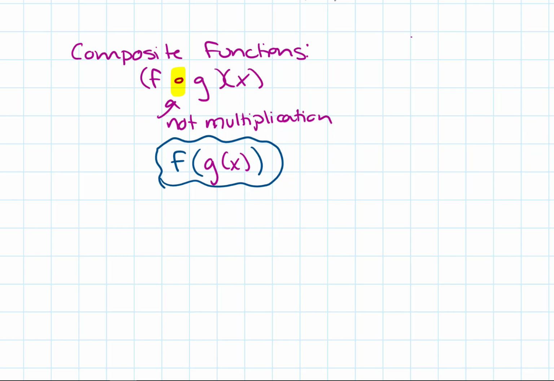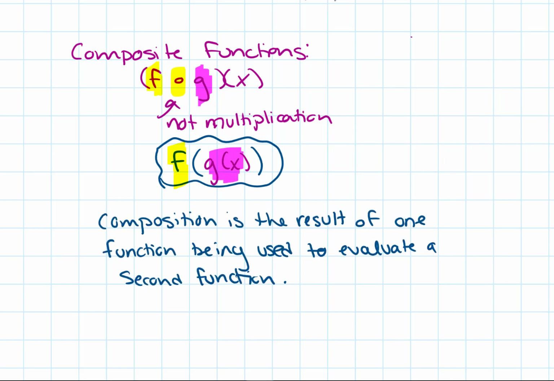The f is first, so it goes on the outside. The g is second, and it goes on the inside. The composition is the result of one function being used to evaluate a second function. So in this case, we're using g of x, the inside function, to evaluate f of x. Let's look at an example.